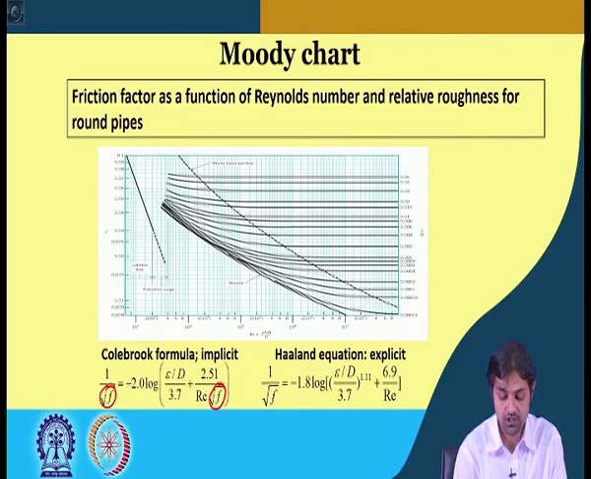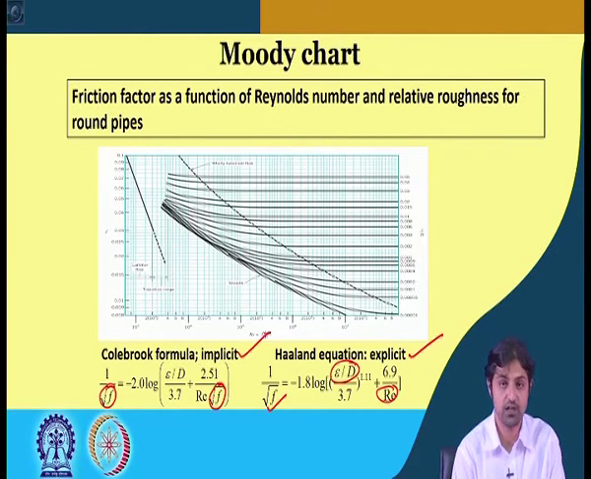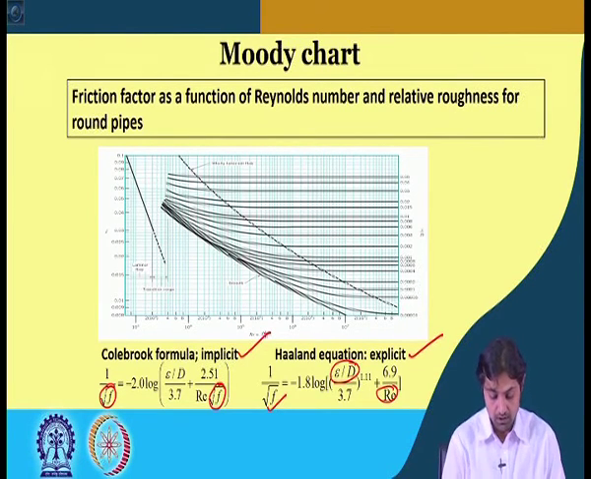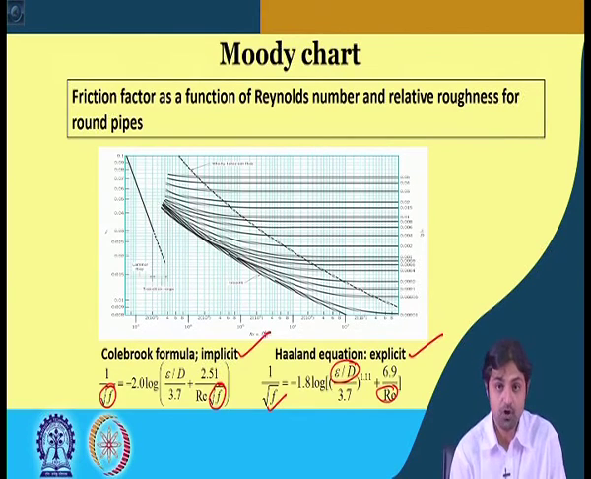Here you see the unknown friction factor is only on the left hand side. So if you know epsilon by d and you know Reynolds number, you will be able to find out the value of F. This equation you must remember, and also this, because some of the questions could be based on the Colebrook formula as well. All right. So with this in mind, we can solve the problems now.